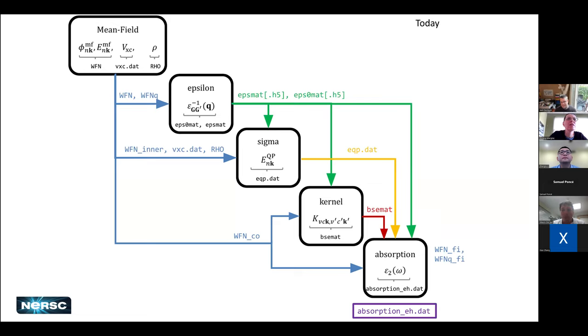Also, we need the small q just for the gamma point. For all other points, we don't have any divergent terms, so we don't need to shift. So it's certainly not necessary for any other q point.